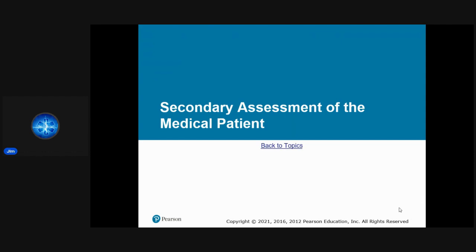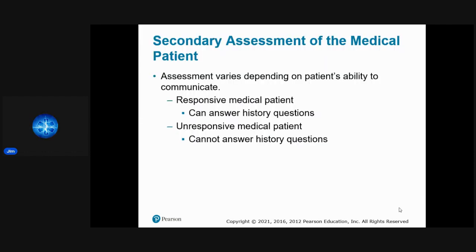We'll be talking about reassessment in the next chapter, but just note that it's an ongoing process. All right, secondary assessment of the medical patient. Your assessment is going to vary depending on the patient's ability to communicate. A responsive patient can answer history questions, can tell you how they're feeling or giving you symptoms. An unresponsive medical patient can't answer any history questions. They won't be able to tell you what they're feeling, what's going on.